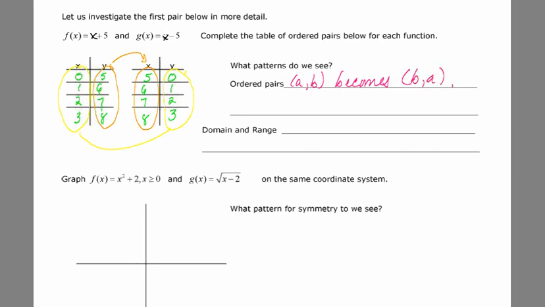How about domains and ranges? Remember, domain is your set of x's, range is your set of y's. Notice the domain of the function f gets placed over here in the range position for the inverse function. And the range on the original function becomes the domain for the inverse function. So the note here is that the domain and range are swapped.